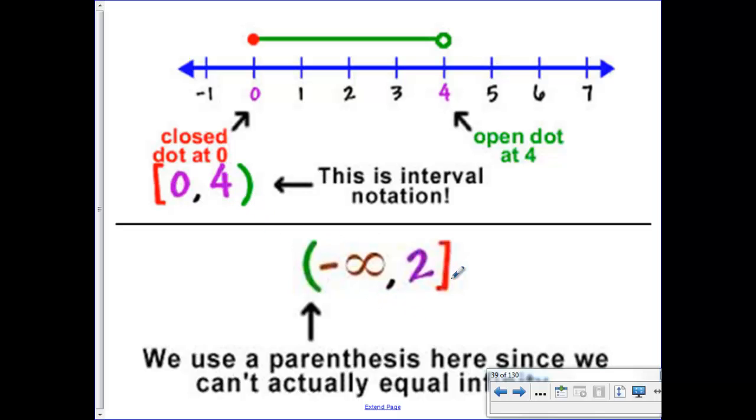This notation right here would be another way of writing that x has to be less than or equal to 2. Because what this means is you can have all of the negative numbers in the world you want until you reach 2, and that's the last number you can have. Can you actually count 2 though? Yes. That's what this little square bracket means.